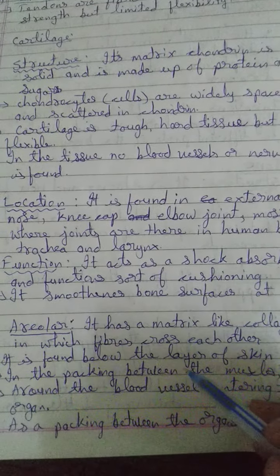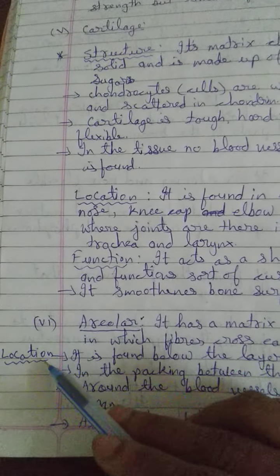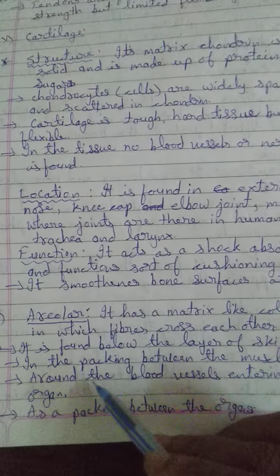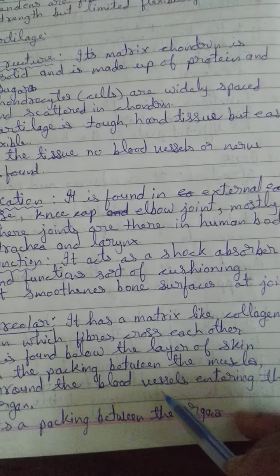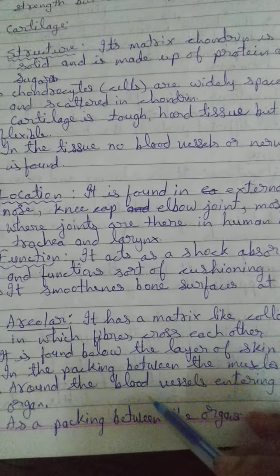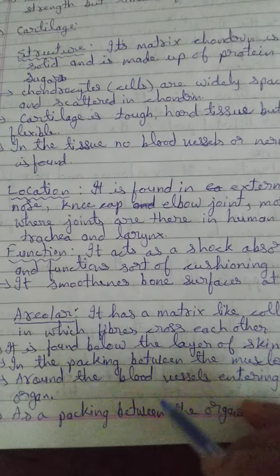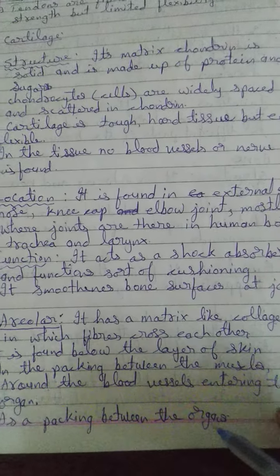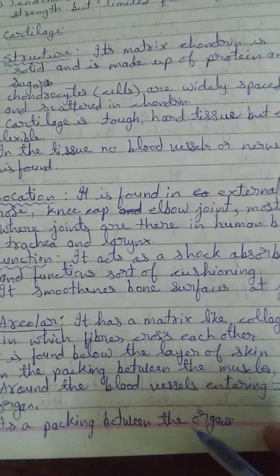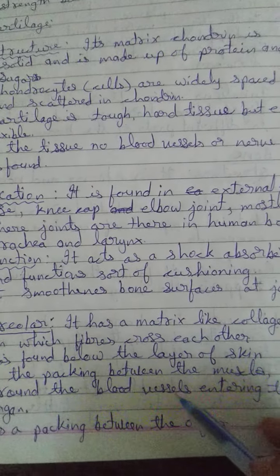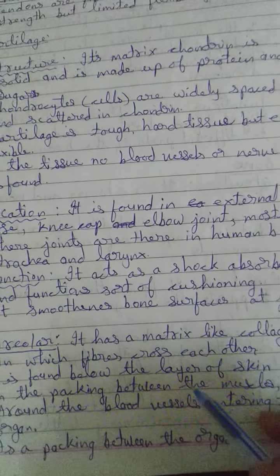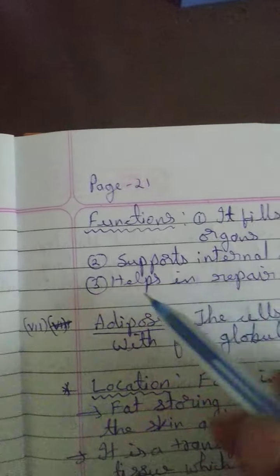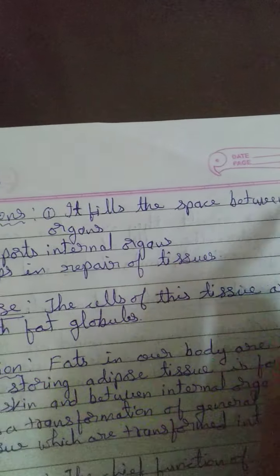It is found below the layer of the skin, that is the location. It is found as packing between the muscles and around the blood vessels. Where the blood vessels enter the organs, the packing is done by the areolar tissue as a packing between the organs. So mostly it is present as a packing between the organs. One example is between the blood vessels and the organs, and it is also present below the muscles, below the skin.